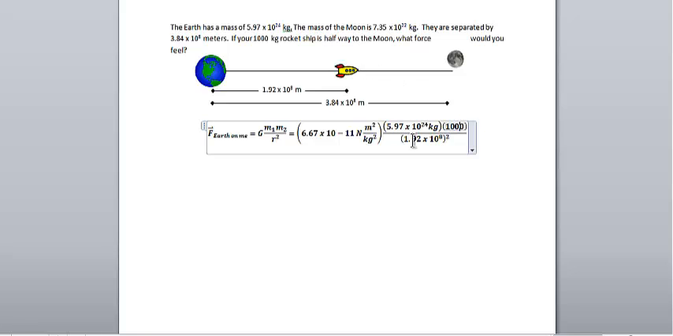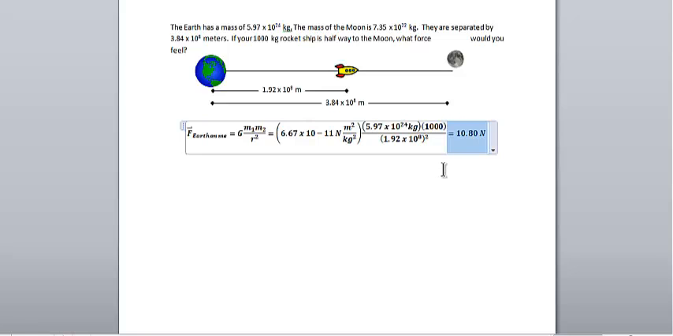And then in my denominator, I put r squared, the distance it is from the Earth, 1.92 times 10 to the 8th squared. You work all that out on your calculator. We've talked about how to do that in class. And it comes out to 10.8 newtons. The Earth is pulling back on you with a force of 10.8 newtons.